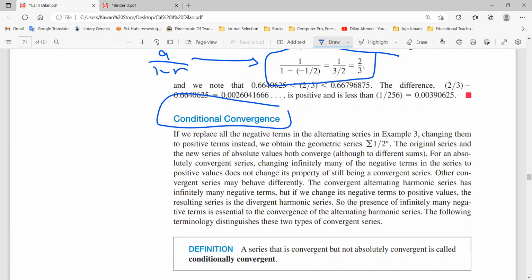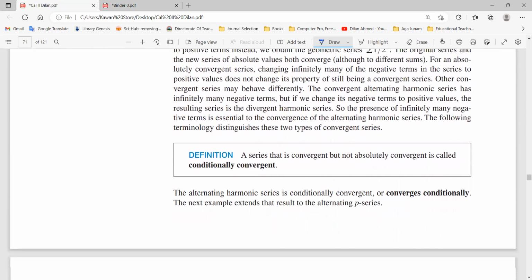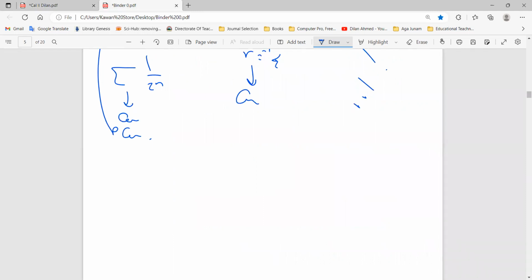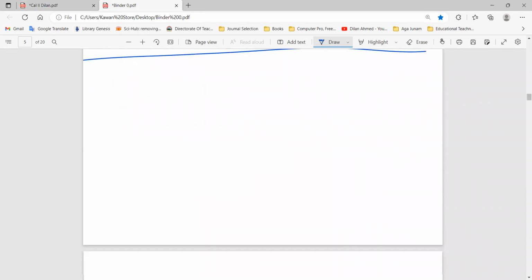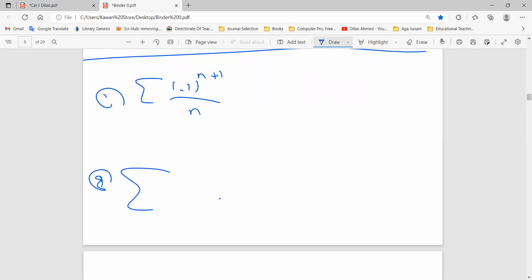Conditionally convergent. What do you mean by conditionally convergent? Look here. A series that converges, but does not converge absolutely, is called conditionally convergent. I have two examples to get the definition. We have that one, and we have that one. You know, both of them by the alternating test are convergent, right? Both are convergent by what?